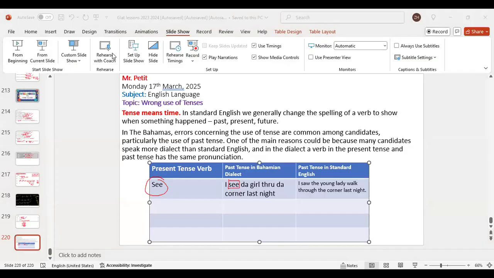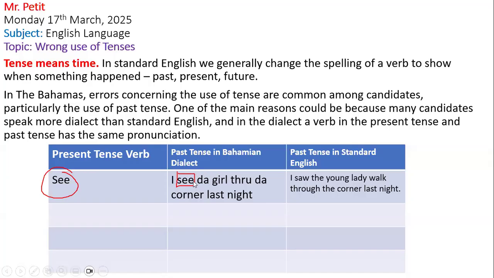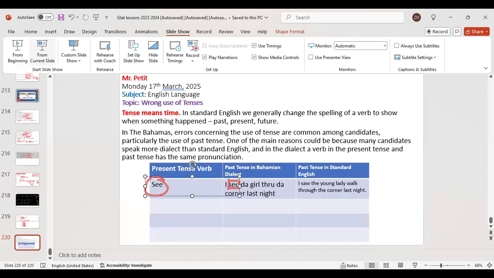So the problem with this is that we are using see when it's past tense. I see the girl through the corner last night. That's last night though. So what should it be? It should be what? Instead of I see, I saw. Basically, I saw the girl through the corner last night. Yes. To the corner yesterday. All right. Okay, so let's use another one. Eat.